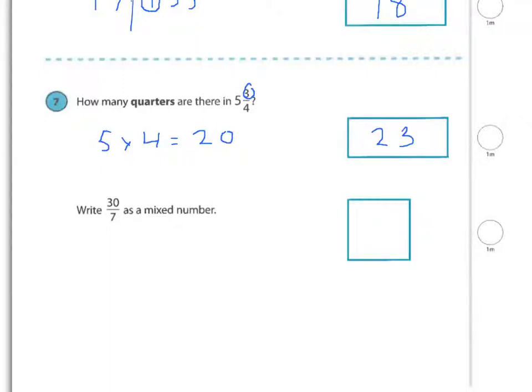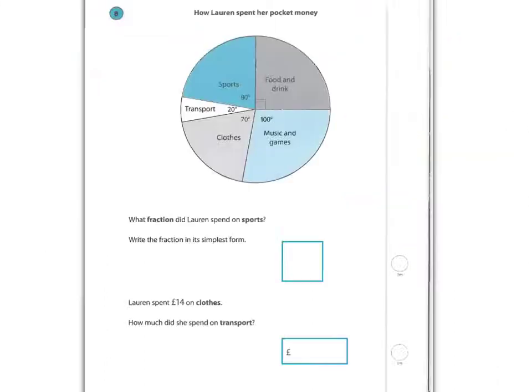Now, the second part of this says write 37ths as a mixed number. Now, that line in between the top and the bottom really means divide. So how many 7s go into 30? Well, 4 7s make 28, with a remainder of 2, which is the numerator of the fraction, and then obviously the denominator stays the same, 7.